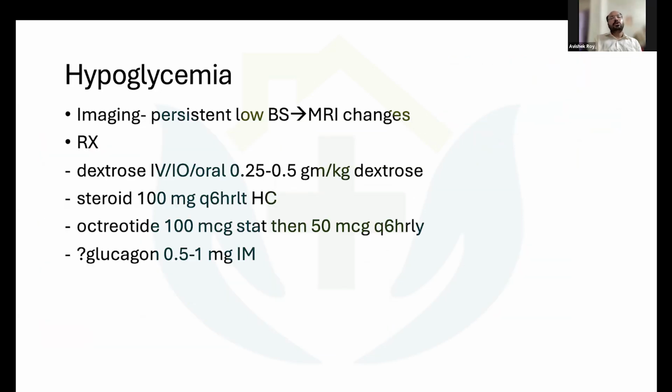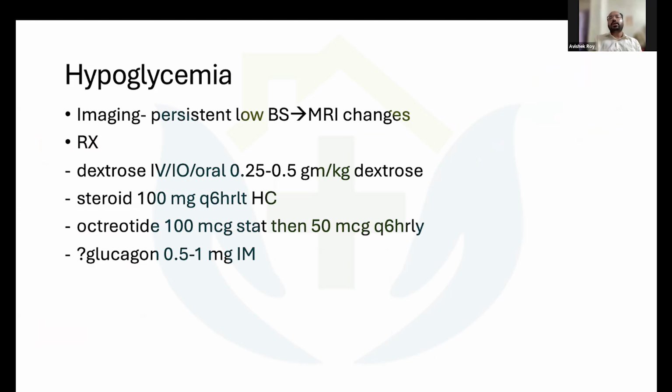One approach is using glucagon, that was previously taught during my MBBS. That's glucagon 0.5 to 1 mg intramuscularly. But because of the risk of nausea, vomiting, and rebound hyperglycemia, and when the glucagon effect goes away, you can have rebound hypoglycemia as well, glucagon is not a preferred option nowadays.